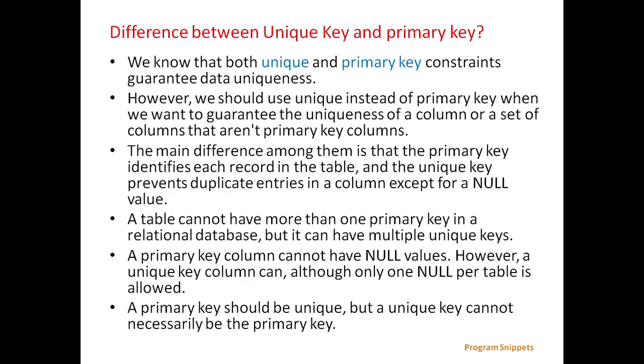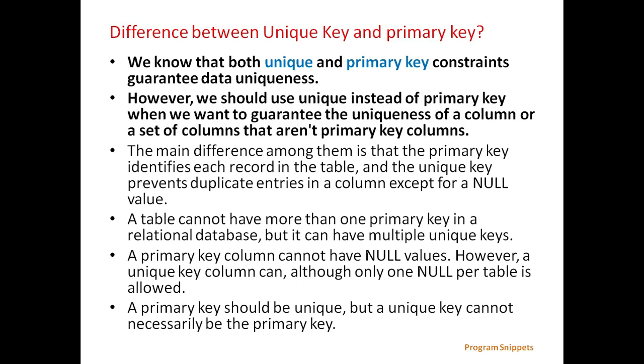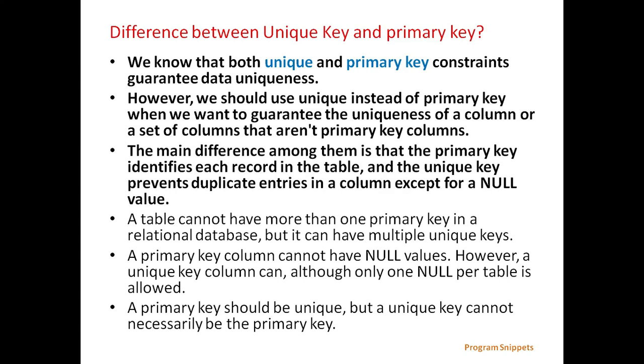Difference between unique key and primary key: both the unique and primary key constraints guarantee data uniqueness. However, we should use unique instead of primary key when we want to guarantee the uniqueness of a column or a set of columns that aren't primary key columns. The main difference among them is the primary key identifies each record in the table and the unique key prevents duplicate entries in a column except for null values.